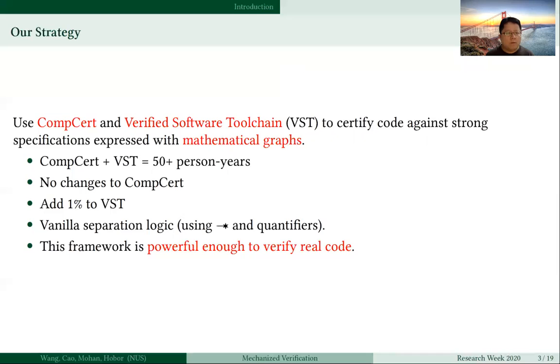As we can see, both Concert and VST are very large libraries. They cost more than 50 person-years development effort. So it is desirable to reuse the proof script rather than reinventing the wheel. So we made no changes to Concert. We add minimum changes to VST, only 1%. Our work uses vanilla separation logic, although we also use magic wand and quantifiers in some places. The major contribution is that our framework is general and powerful enough to verify various real C code.